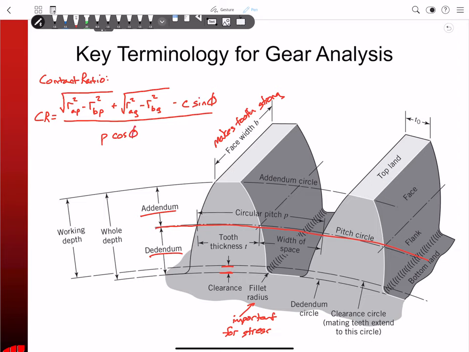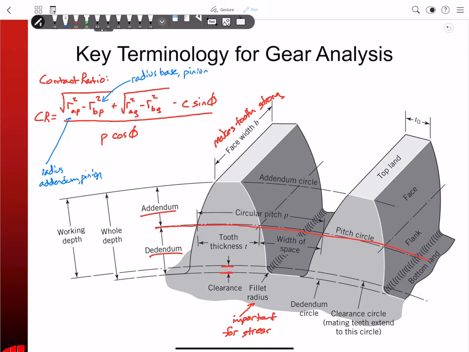All right. So, for instance, let me just annotate that a little bit for you. That is the radius of the addendum for the pinion, and this is the radius of the base of the pinion.